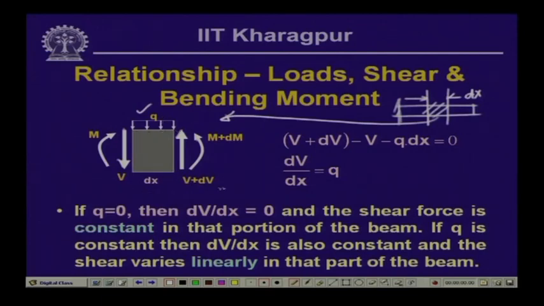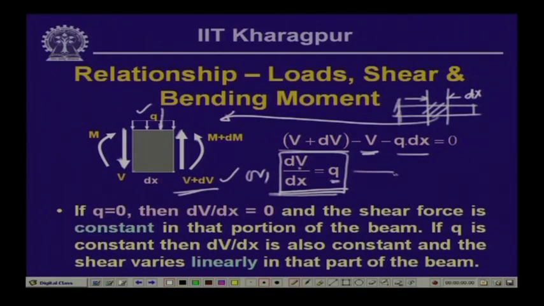Now, if we write down the equilibrium of the vertical forces, then we get V plus dV, which is acting upwards in the positive direction, V plus dV minus the force which is acting on the left hand side, which is downwards, which is negative V. q is the load per unit length. So, over the length dx, it will be q times dx, again acting downwards, which is negative. So, this is equal to 0. Now, this particular expression gives us that dV/dx is equal to q. Now, the meaning of this expression is that the slope of the shear force is equal to the load q.